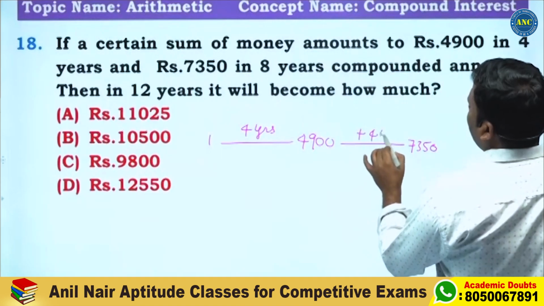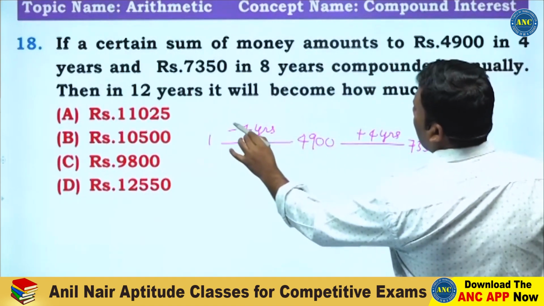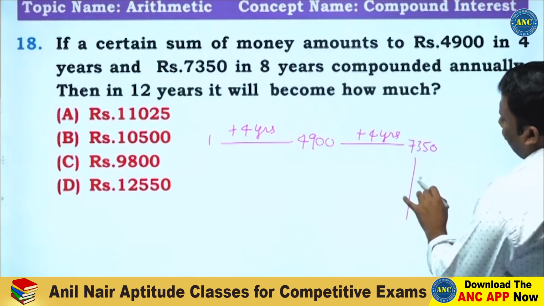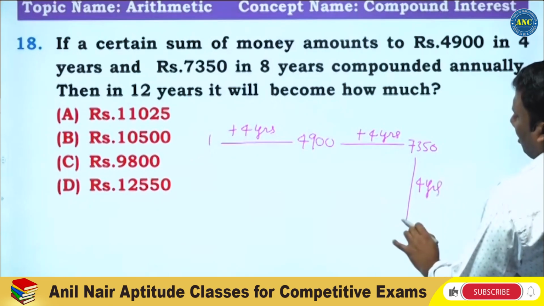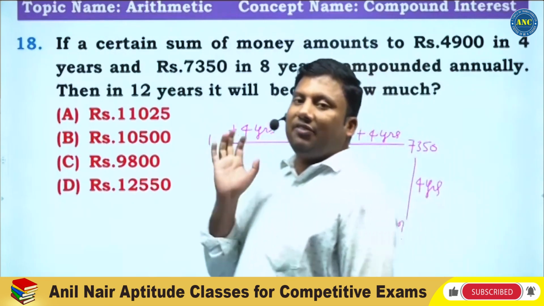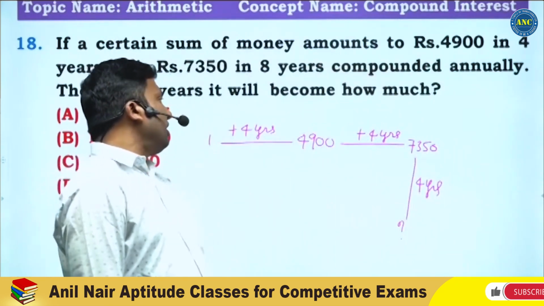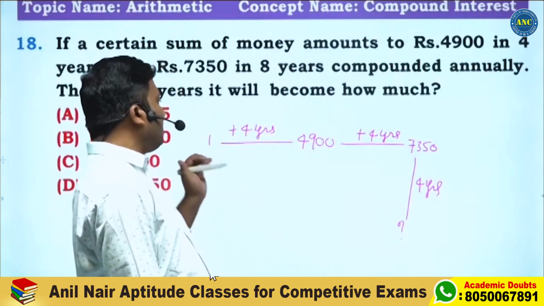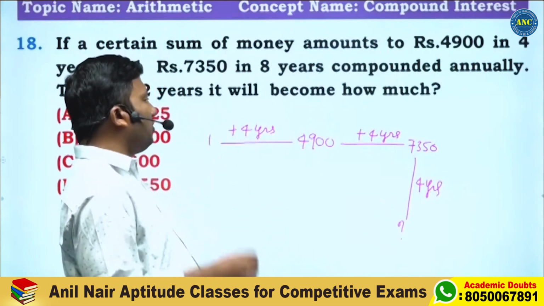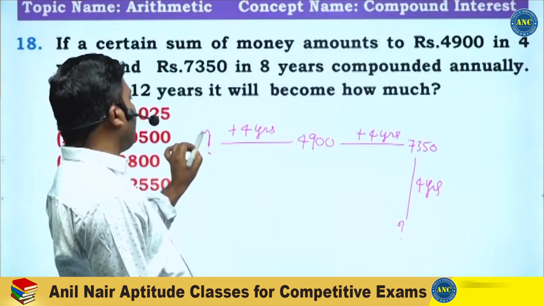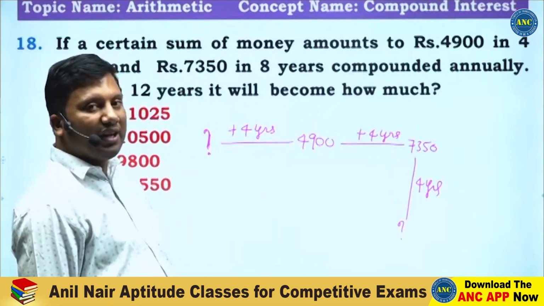That means in the next 4 years it is becoming 7,350, in the next 8 years. Then in 12 years, next 4 years, how much will it be? This is the question. Somewhere if we get the scaling factor, we have got the answer. A certain sum is becoming 4,900 in 4 years, right? Now these also we can determine. How much the principal is, also we can determine.